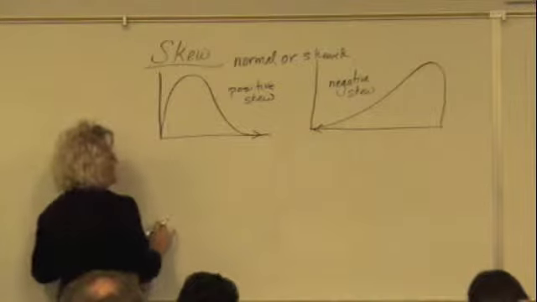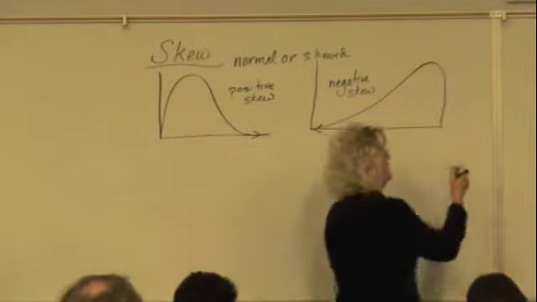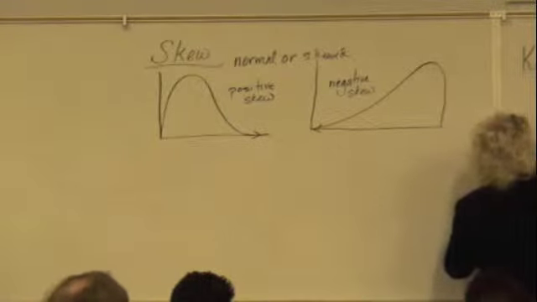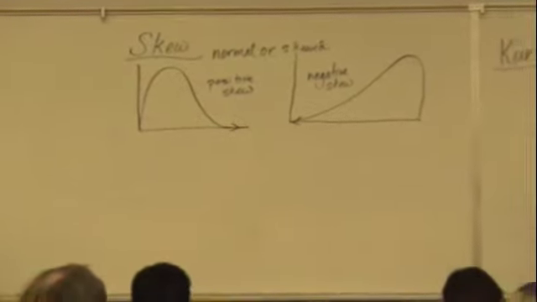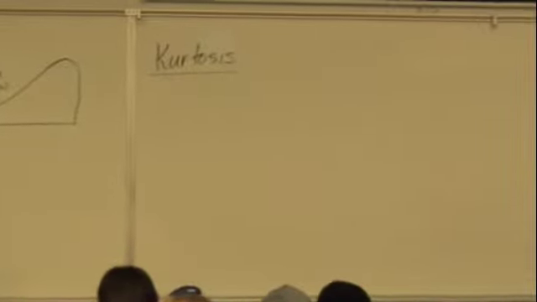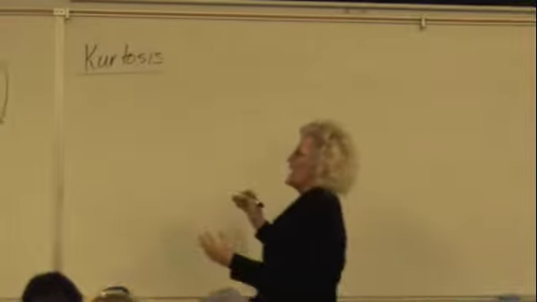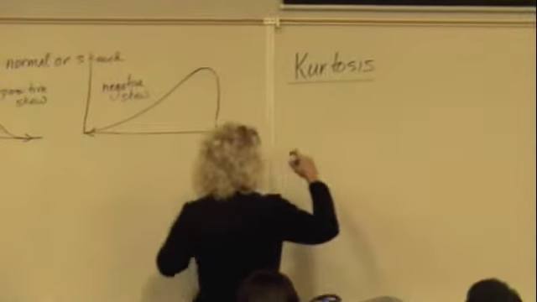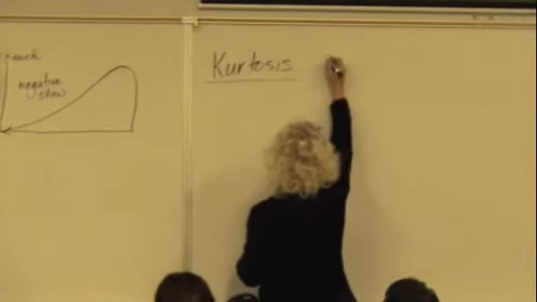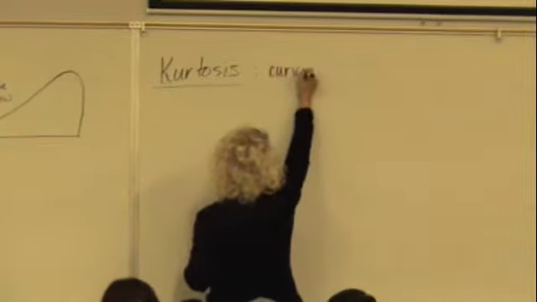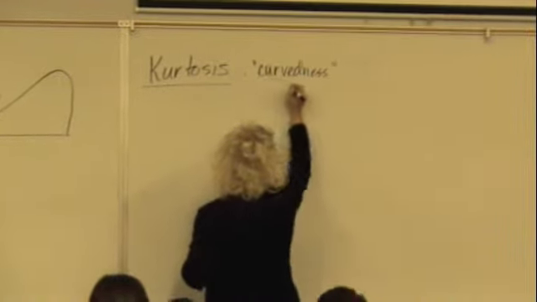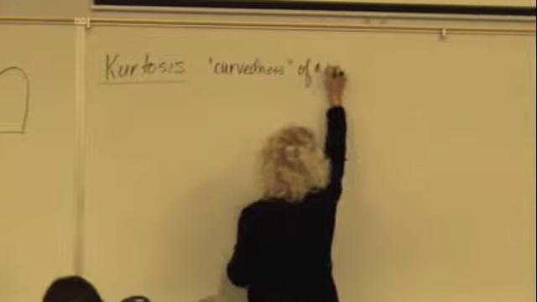Now the next thing we're going to look at is what's called kurtosis. I know it sounds like a disease. This is looking at kind of where the hump and the tail move around. Kurtosis, I made up this definition, but it makes sense. You can see this. Curvedness, I also made up this word. Curvedness of a graph.